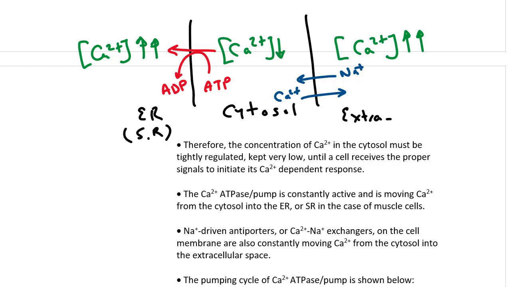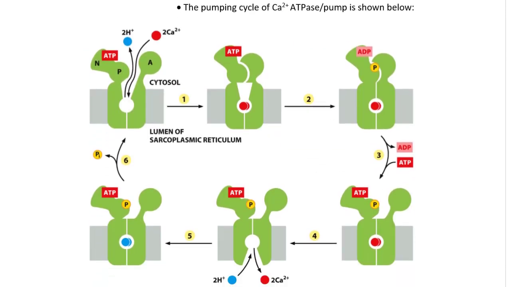So these two mechanisms are always active, and they're constantly moving calcium out to maintain that low calcium concentration within the cytosol of the cell. Because anytime calcium concentrations go up within the cytosol of a cell or portion of the cytosol of a cell, the cell will have a specific response, and that response is dependent on the cell type. Now, how does a calcium ATPase or pump work? Well, the whole idea behind these P-type pumps is that they phosphorylate themselves, right?